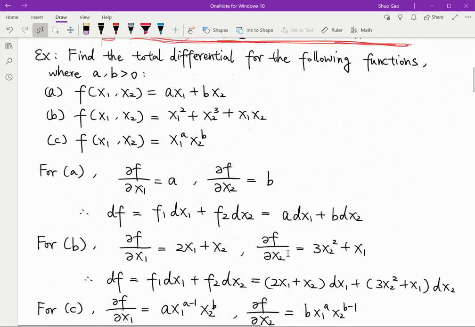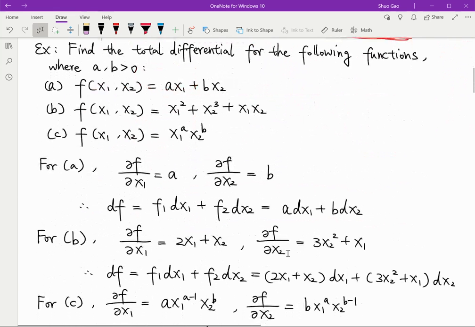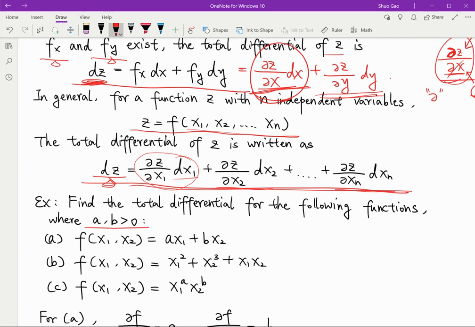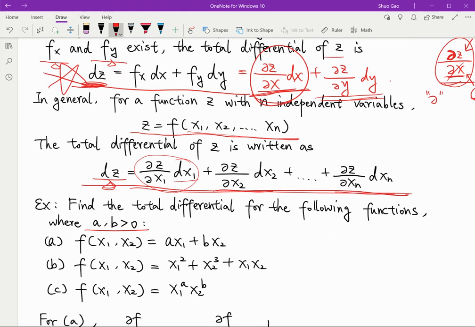Okay, so let's see three examples here. Find the total differential for the following functions, and we assume that a and b are positive numbers. So first, f(x1, x2) equals a x1 plus b x2. For all three functions, there are only two variables, so I can use the function here to solve that.